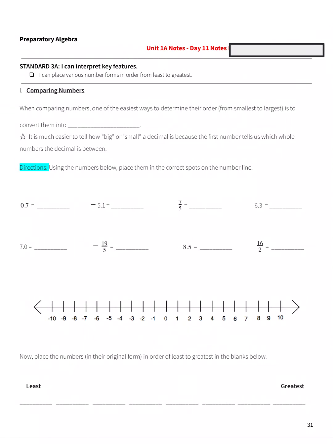So the first most important thing to remember is when comparing numbers, one of the easiest ways to determine their order, which is from smallest to largest, is to convert them into decimals. It's much easier to work with decimals than it is to work with fractions and decimals.